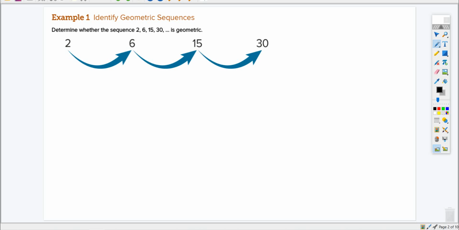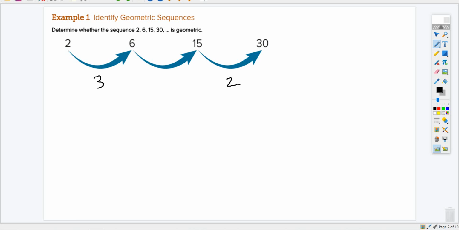Look at that. 2 to 6. If you multiply 2 by a 3, that's a 6. If you multiply 6 by what makes 15? It's a decimal number, I guess, right? Or if you multiply 15 by what, it makes 30. That's definitely a 2, right? So basically all these numbers must be the same.